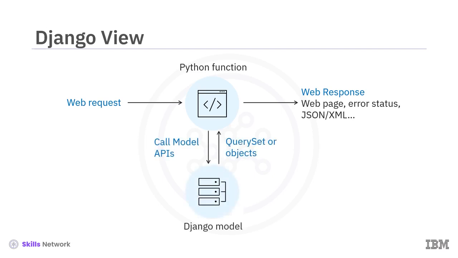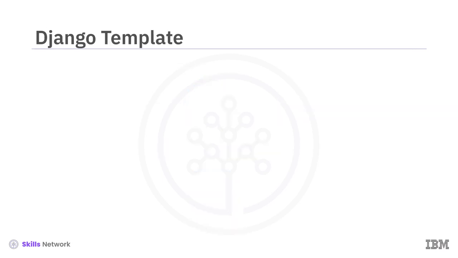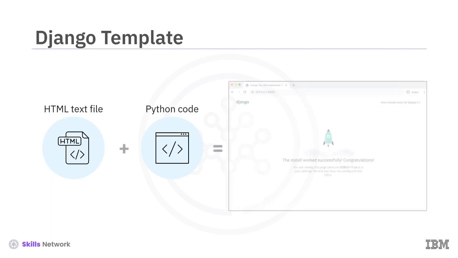Often, View interacts with Django Model to get required data in the form of query set or objects to generate a web response. Django uses a template to generate dynamic web pages, which are sent back and rendered in a user's browser. The Django template contains static HTML elements, as well as special Python code describing how the dynamic content of HTML pages will be generated.